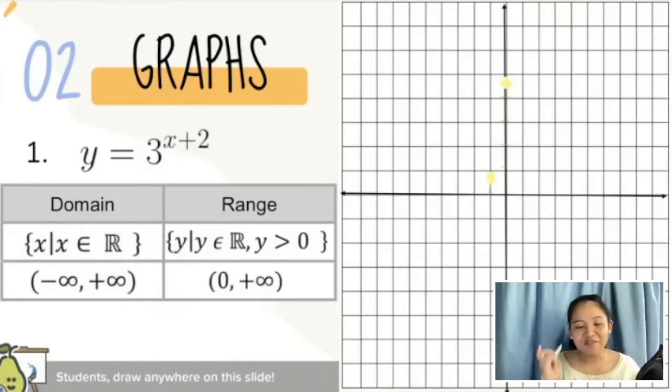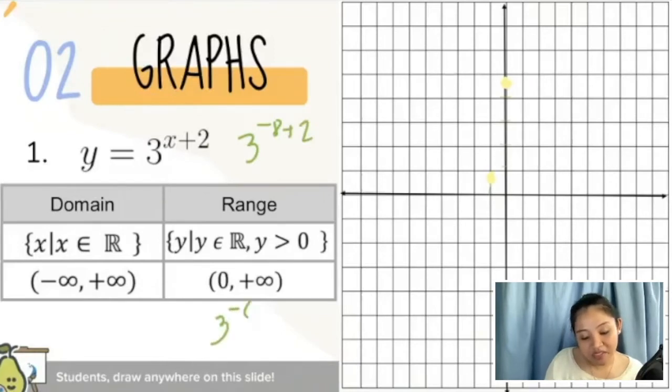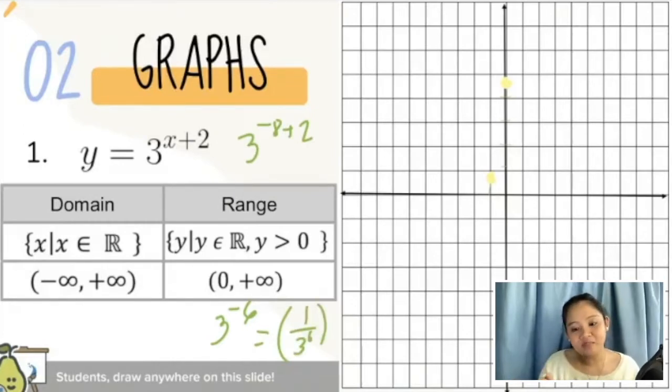Let's have another value. What if we have your x to be equal to negative 8? So if we have 3 raised to negative 8 plus 2, this would give us 3 raised to negative 6, which would be equal to 1 over 3 raised to 6. So naka-fraction tayo. So with that, I'm going to estimate this. So dahil x is equal to negative 8, di ba? So negative 2, negative 4, negative 6, negative 8, somewhere here. And then we're going to have 1 over 3 raised to 6 as our y. So it's somewhere along this line. Naka-fraction kasi siya. So most probably over here. So with that, we can connect our points already. And if we connect the points, we're going to have the graph something like this.